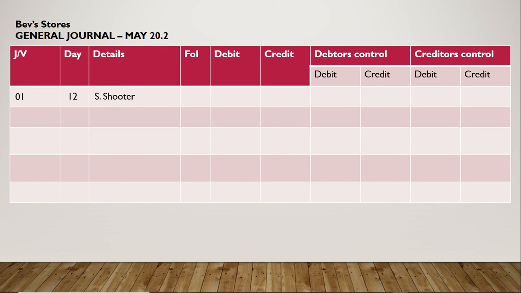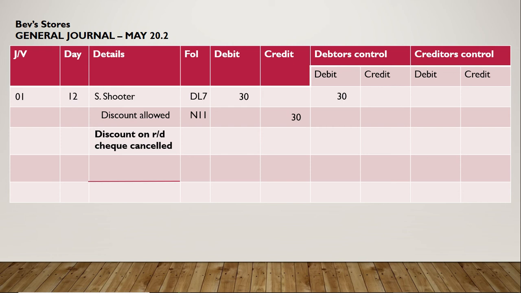Basically, I'm going to debit S Shooter's account because S Shooter is going to owe me more. Because S Shooter is a debtor, it will go to the debit side of your debtors control. The discount allowed, guys, will be a reduction of an expense. When we reduce an expense, expenses decrease on the credit side. That is why I'm going to credit discount allowed by that 30 rand. I hope it makes sense, guys. It's discount on RD check.